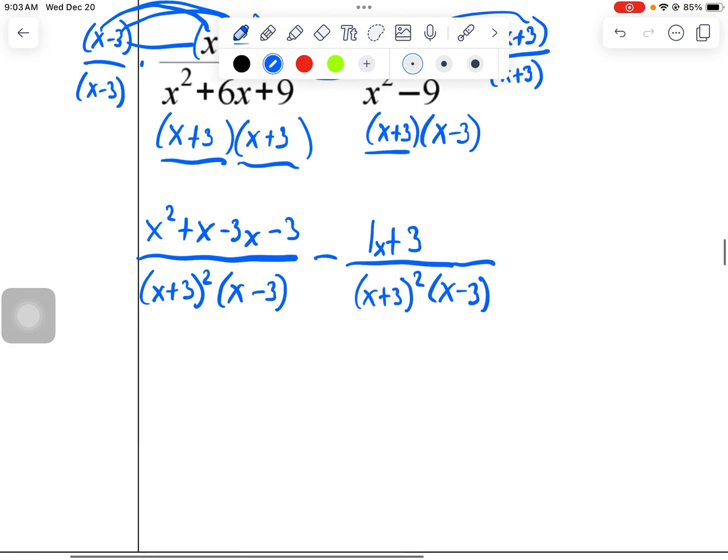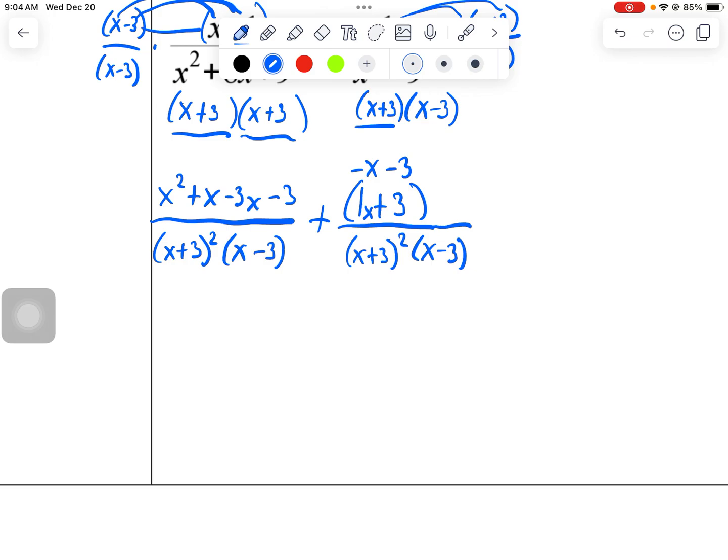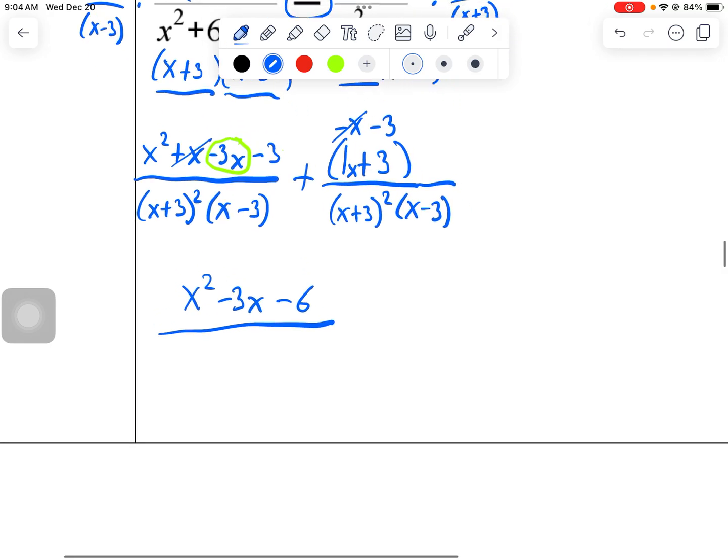And now we just want to combine our like terms. Remember to add the opposite here. So we're distributing that negative. This becomes negative x minus 3. So when we combine our like terms, we do get x squared. In this case, we can cross out these x's here since we have a plus x and a minus x. So then we'd be left with this minus 3x right here. And then we have a minus 3, don't let that one trick you too much, it's negative 6. Over, our denominator is x plus 3 squared, x minus 3.